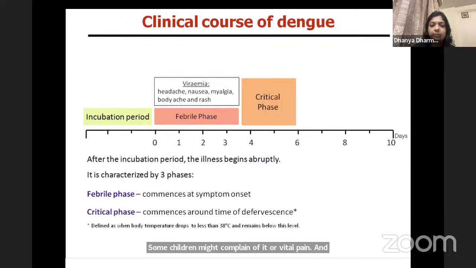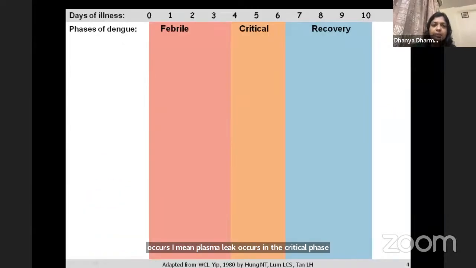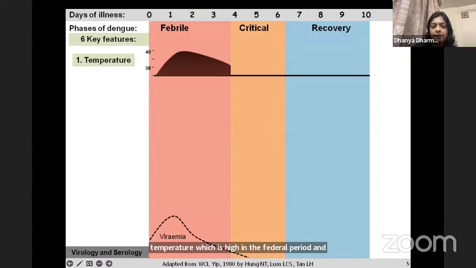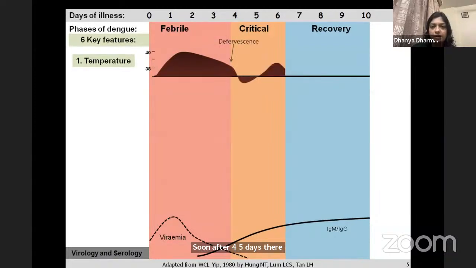And then follows the critical phase, after 2 to 3 days of the febrile phase. The critical phase commences when the fever goes down, generally around the time of defervescence. This is followed by the recovery phase, which commences when the plasma leak resolves. Plasma leak occurs in the critical phase, and that resolves in the recovery phase. So let's look at this more carefully. You have temperature, which is high in the febrile period, and this coincides with the viremia in the blood. Soon after 4 to 5 days, there is production of IgM and IgG antibodies.